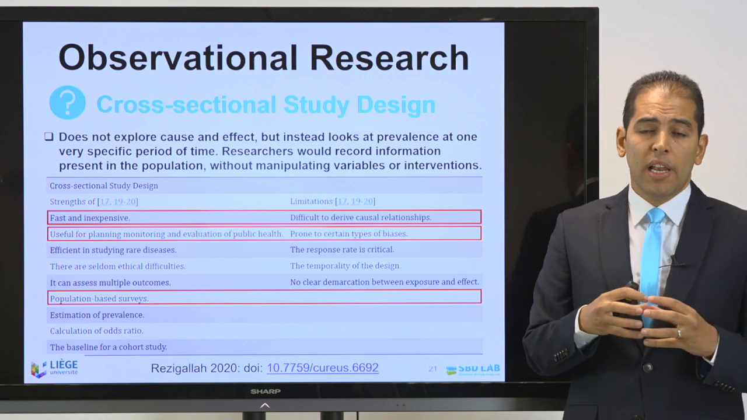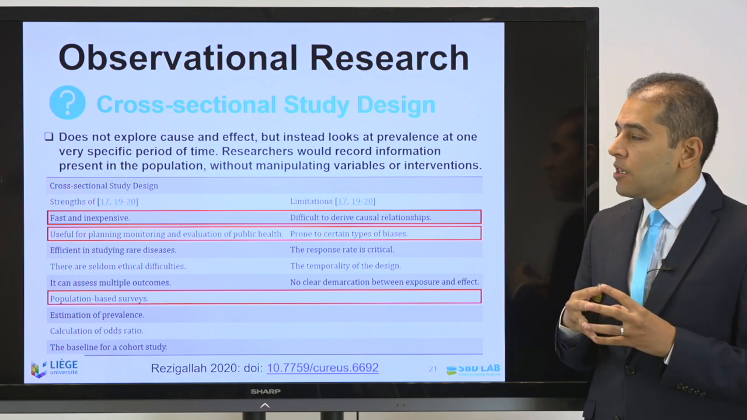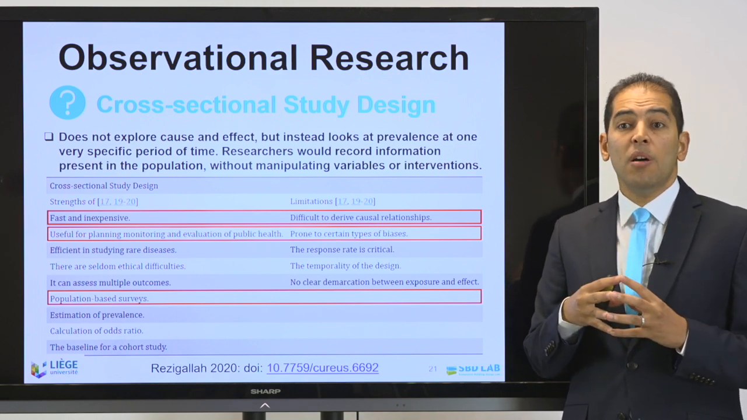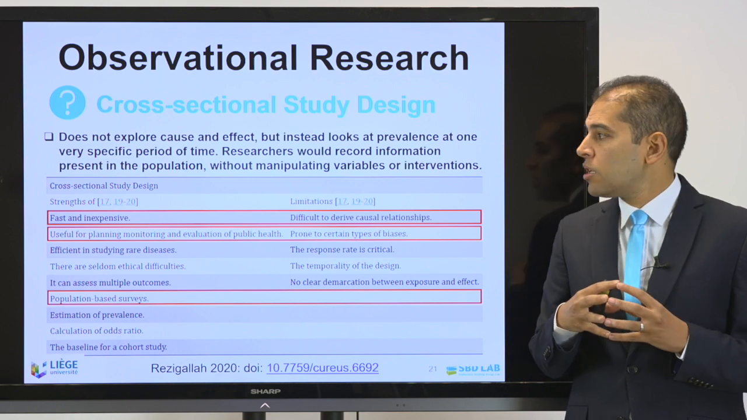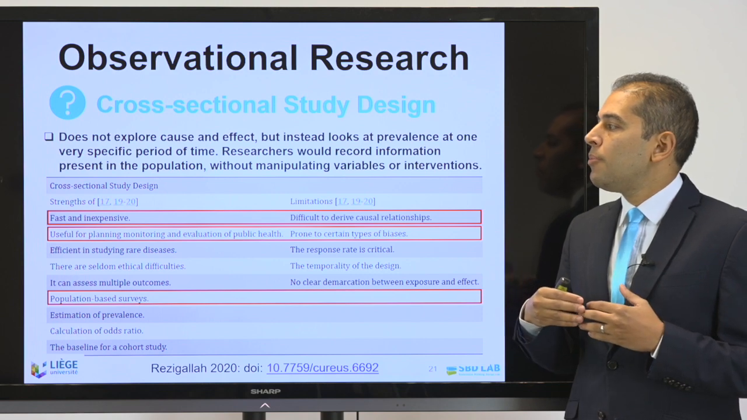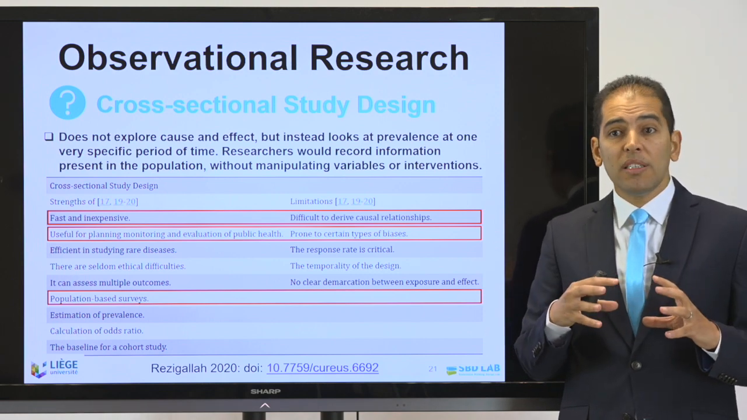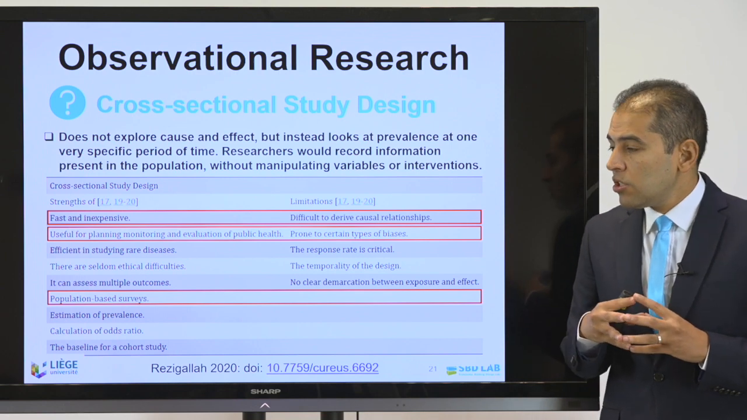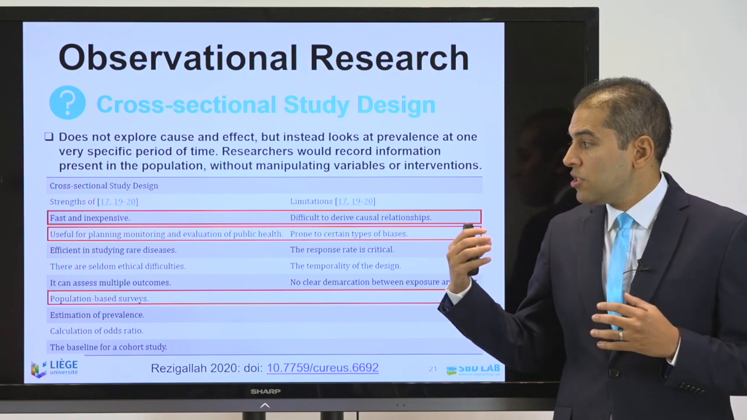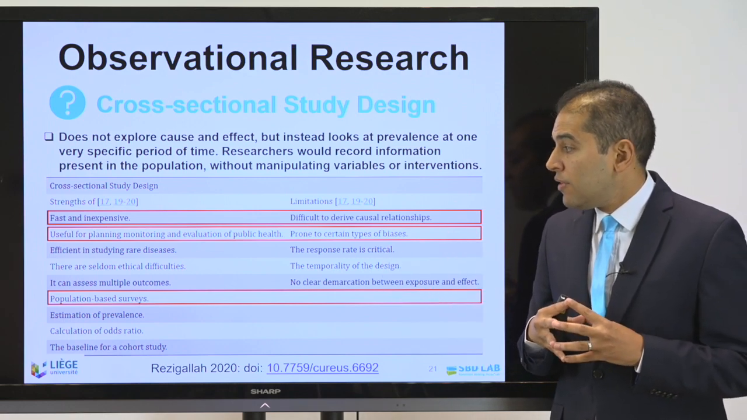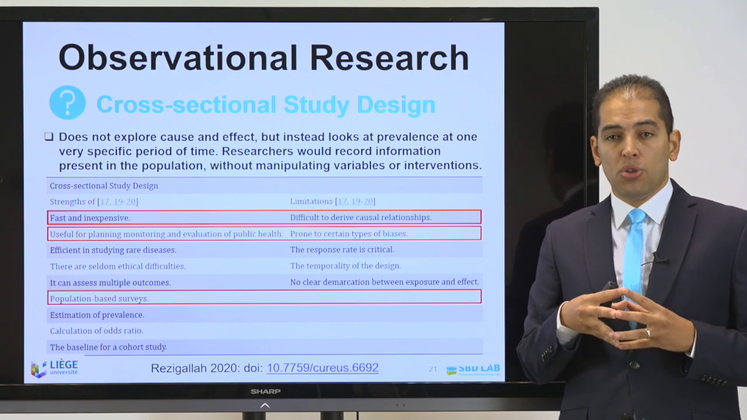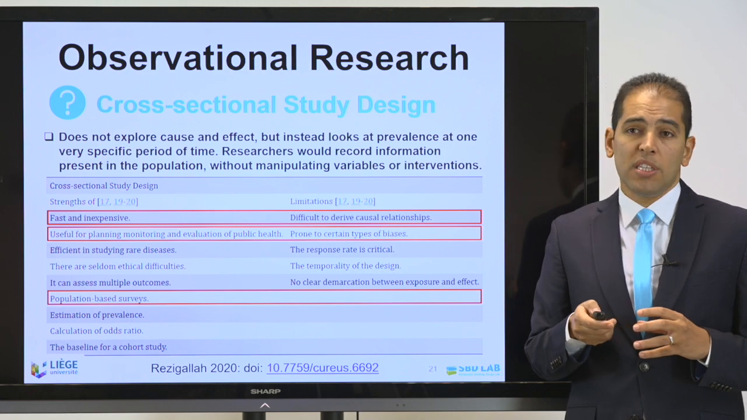Now, the third type of observational research commonly used in medical research is the cross-sectional design. It does not explore cause and effect, but instead looks at the prevalence at one very specific period in time. Here the researcher would record information present in the population without manipulating variables or interventions. The advantage of this design is that it is fast, inexpensive, useful for planning, monitoring and evaluation of public health, and also useful for population-based surveys. So this is the main advantage of cross-sectional study design.